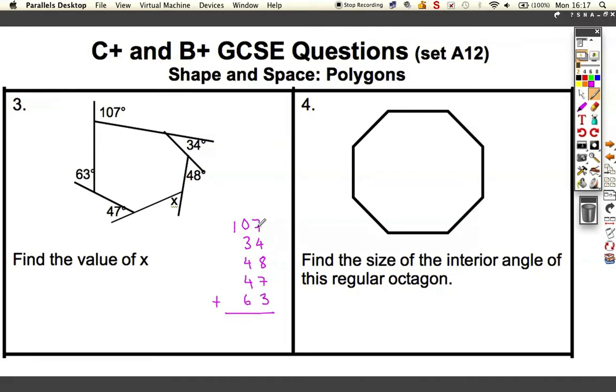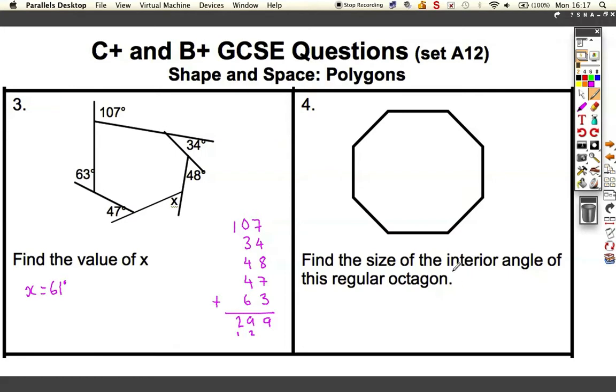So if we add all these up, 7 and 3 is 10, plus 8 and 7 is 15, that's 25, 29. So 9, carry the 2. We've got 10, 17, plus the 2 makes 19. So it makes 299 overall. So all the angles add up to 299, which means that x must make the total 360. So x must be 61 degrees. These are all exterior angles.